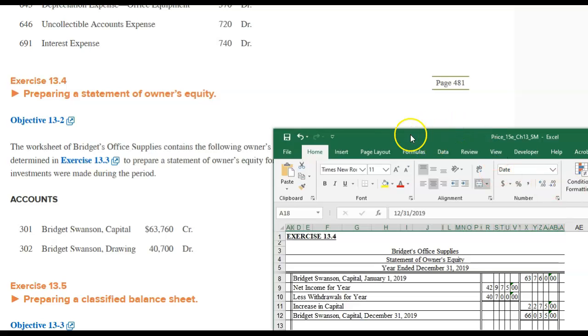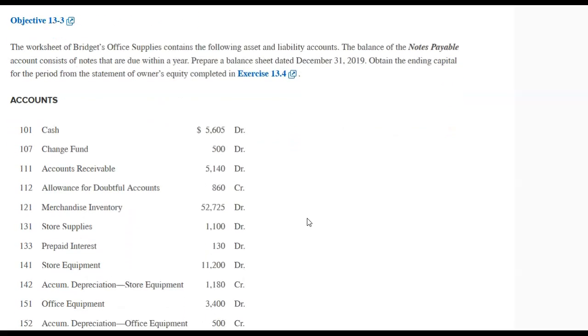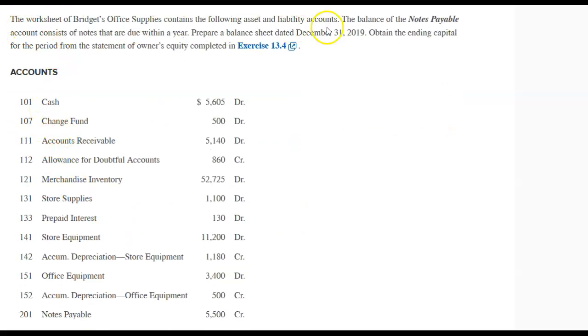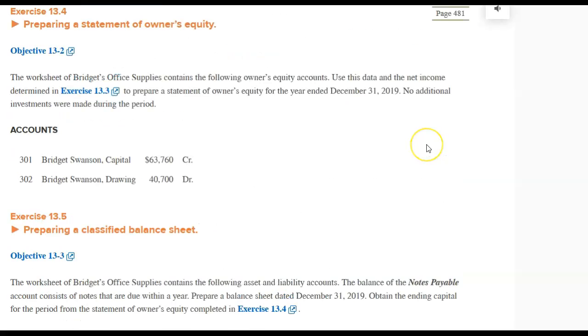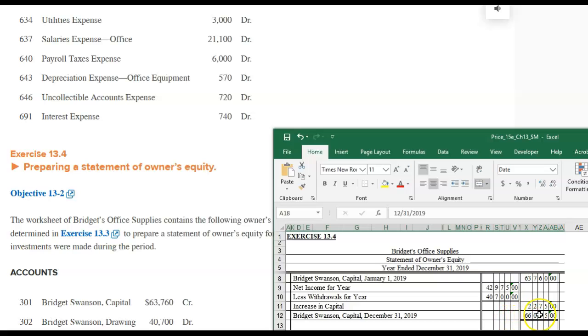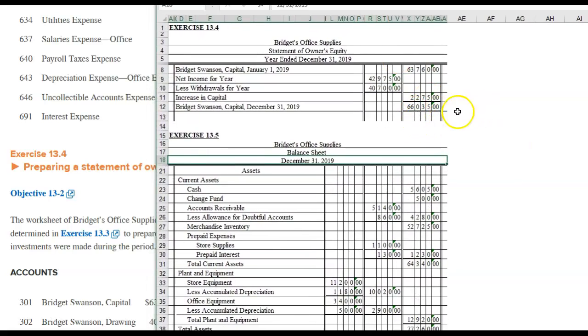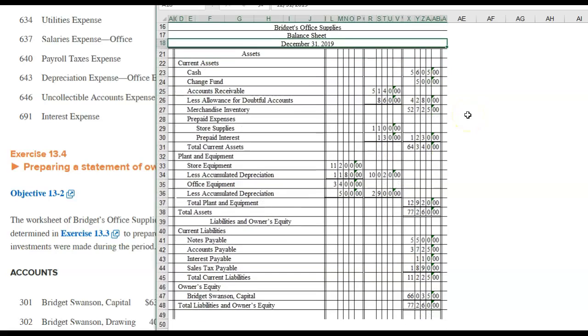And now they want you to do the balance sheet. They tell you the balance of notes payable. Obtain the ending capital from the statement of owner equity. So you're going to need the ending capital, which is right here, the 66,035, to put into the balance sheet over here. So 66,035 will go down here, into the capital there.